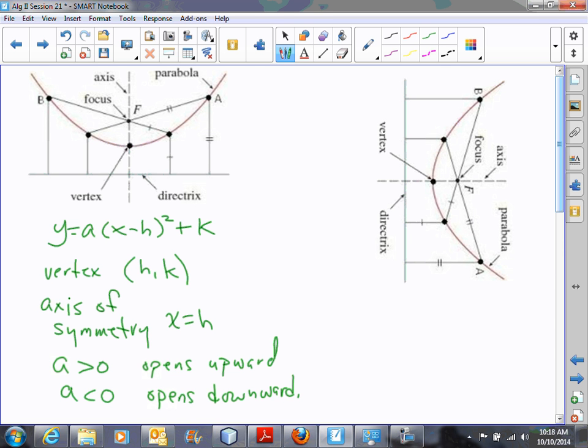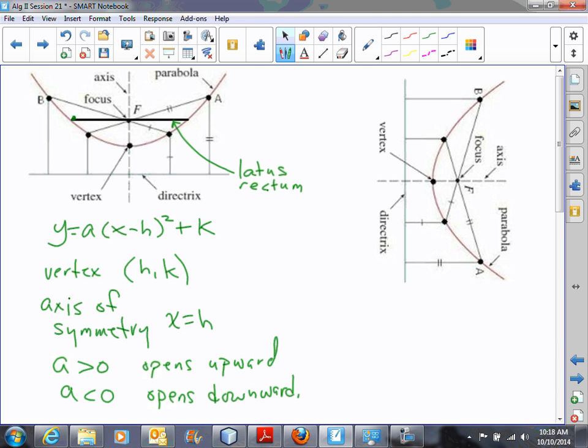Now, a little bit more here. There is a line parallel to the directrix that contains the focus and connects 2 points on the parabola. And this line is called the latus rectum.